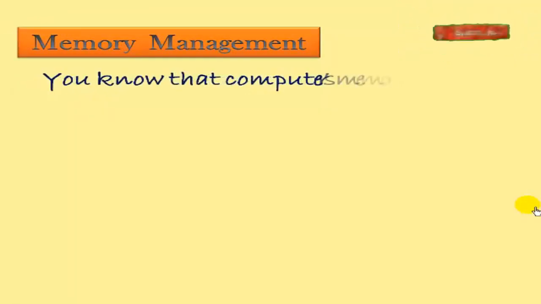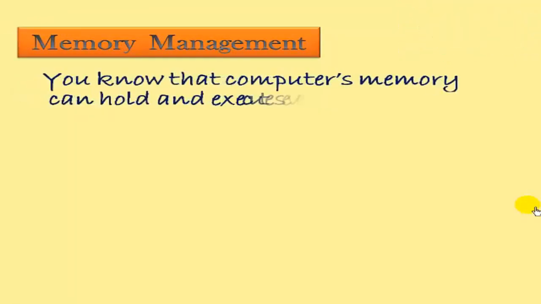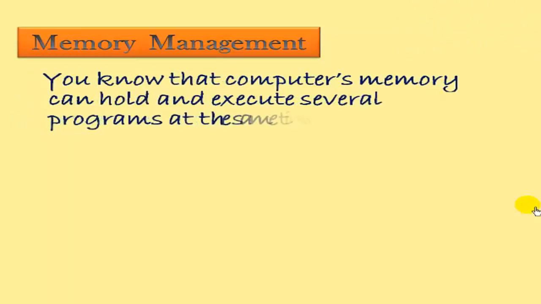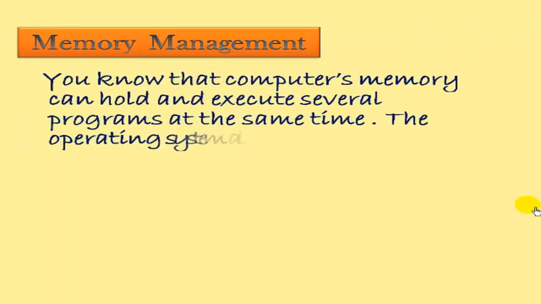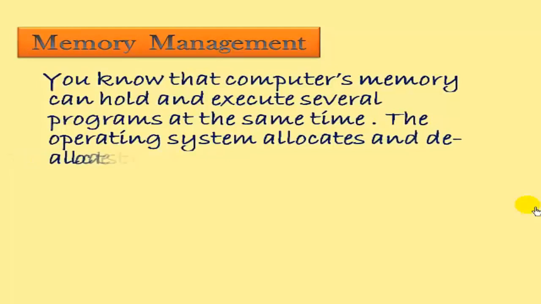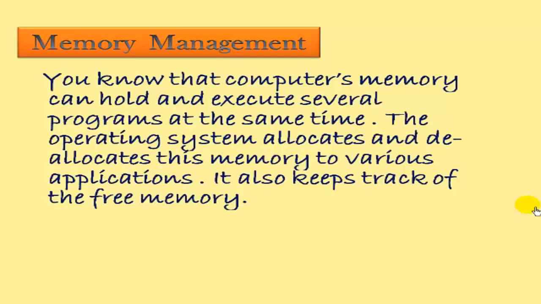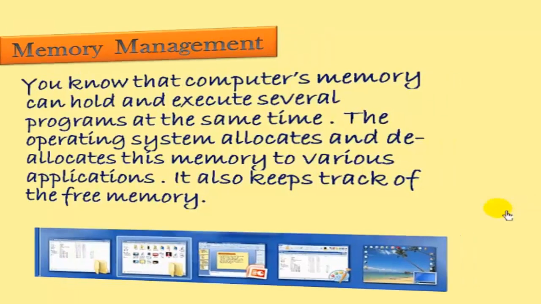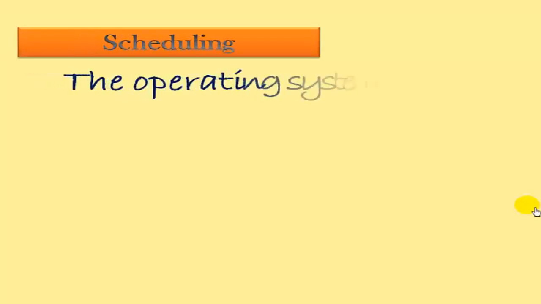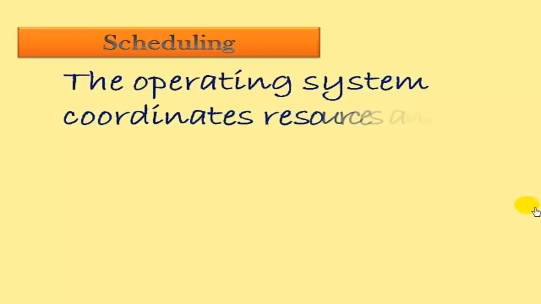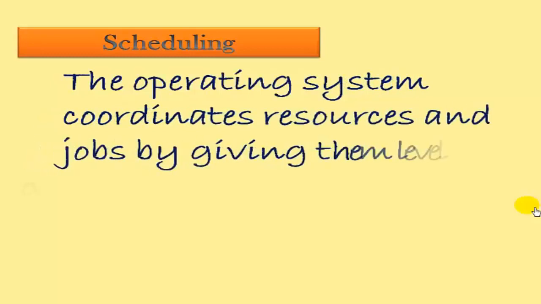Memory management. You know that computer memory can hold and execute several programs at the same time. The operating system allocates and deallocates this memory to various applications. It also keeps track of free memory. Scheduling. The operating system coordinates resources and jobs by giving them levels of priority.